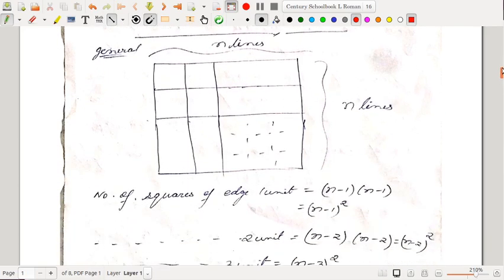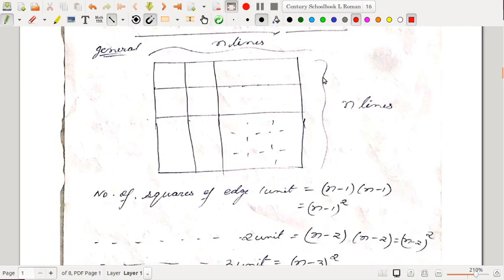Okay, now let us generalize this problem, because we are taking an equal number of vertical and horizontal lines. Suppose there are n vertical lines and n horizontal lines. In that case, how many squares will be found?